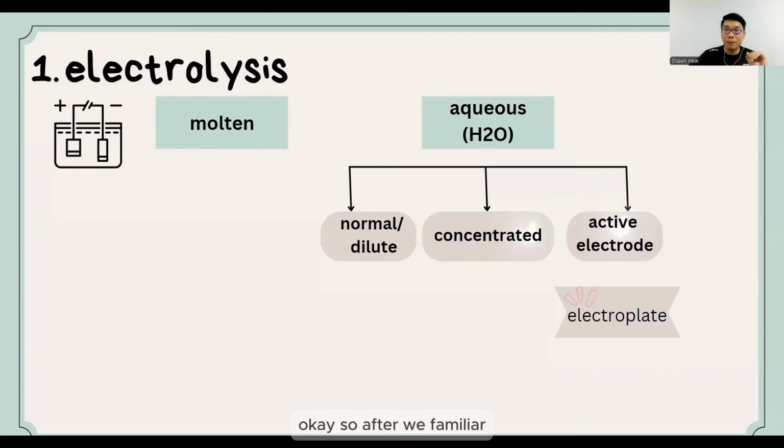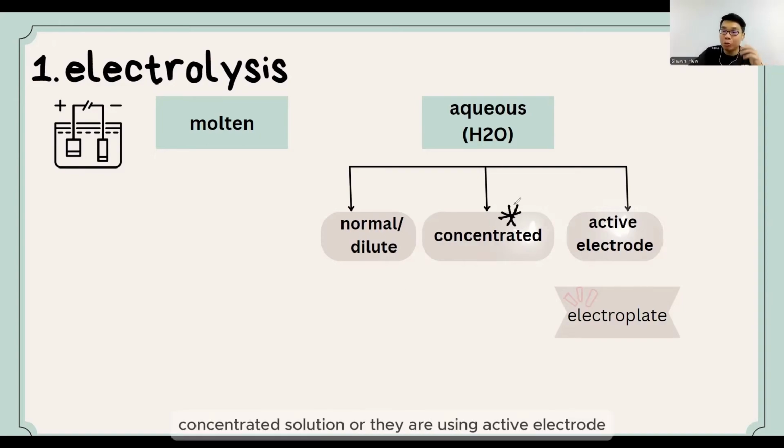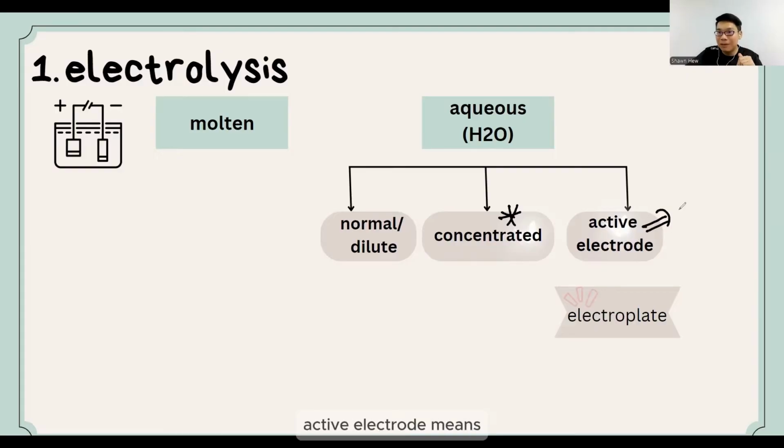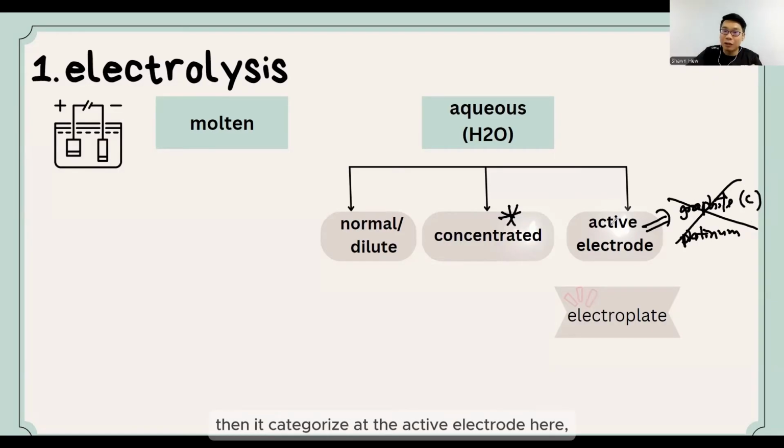Okay, so after we're familiar with the difference between molten and aqueous normal or dilute situation, let's see concentrated solution or when they are using active electrode. Active electrode means as long as they are not using the inert electrode, graphite, carbon, platinum, then it is categorized as the active electrode. Here, an application of it is the electroplating. Both of these situations will only affect anode. Both of them do not affect cathode.